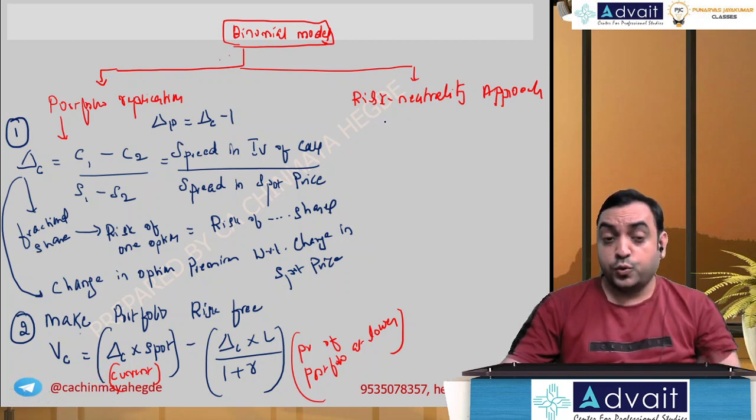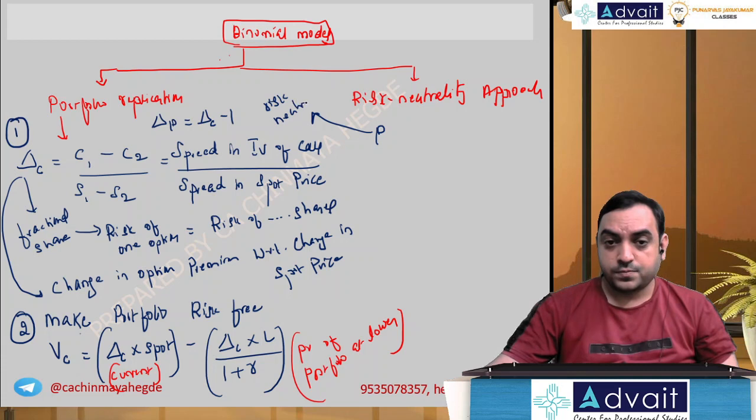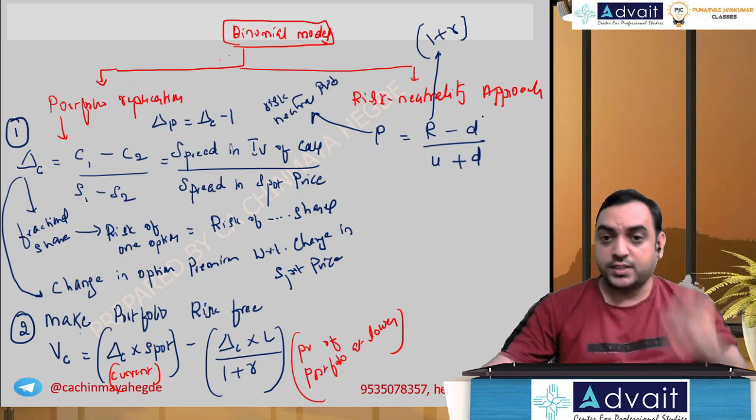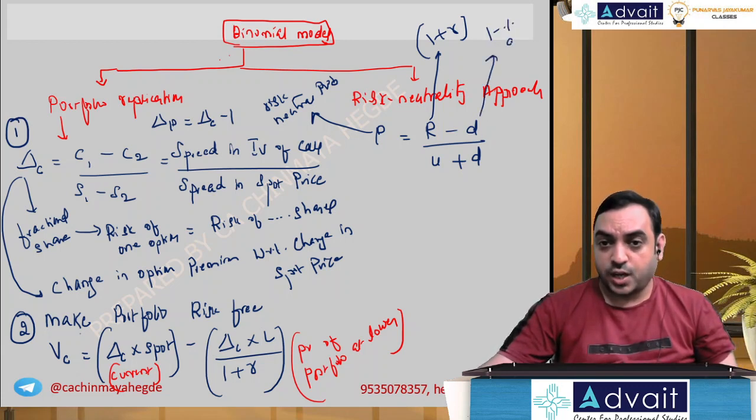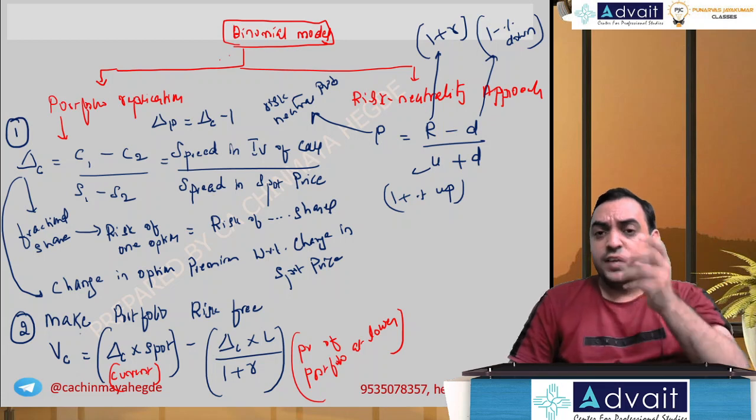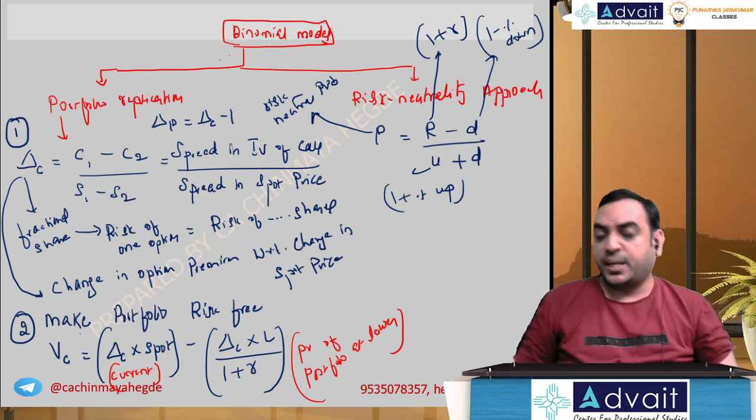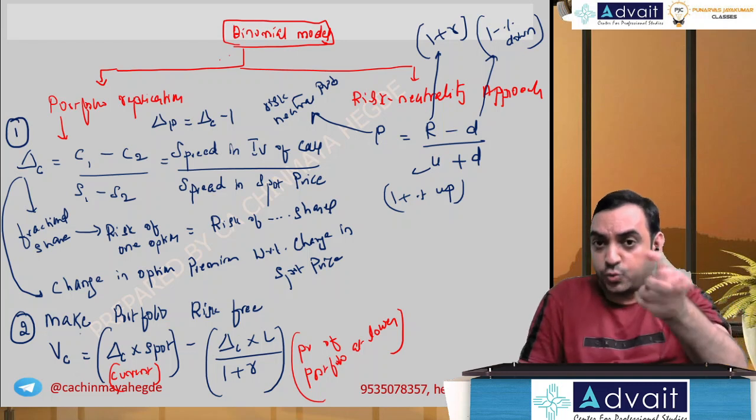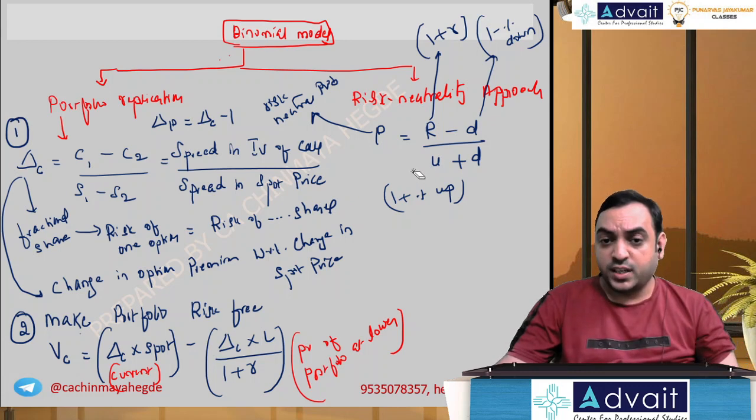Under the risk neutrality approach, what do we do? We calculate something called risk neutral probability. That is given by P = (R - D) divided by (U - D). R you understand, that is 1 plus rate of interest. D is 1 minus percentage down. U is 1 plus percentage up. They'll tell you the price can be up by 20% or down by 20%. Up by 20% means U is 1.2, 1 plus 0.2. Down by 20% means D is 0.8, 1 minus 0.2. That's the probability, risk neutral probability.